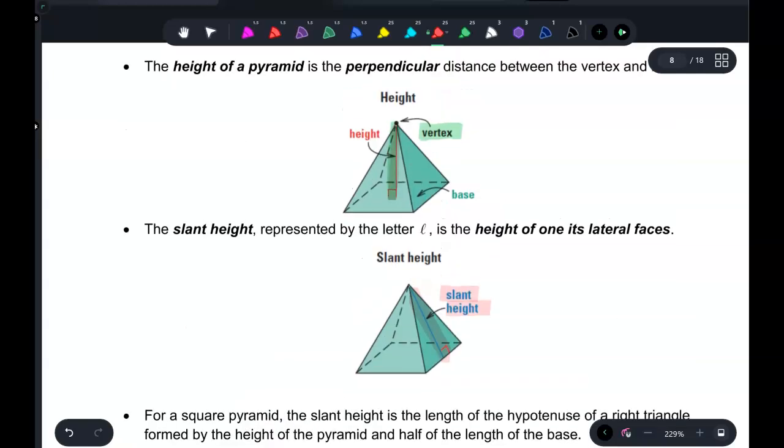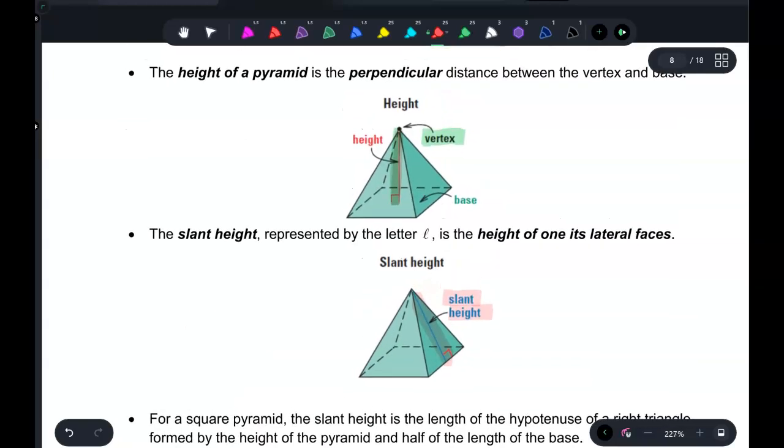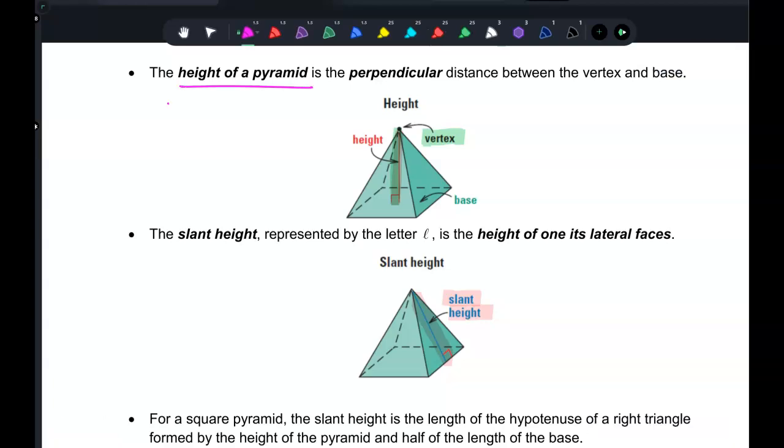So this one, the height goes from the vertex to the middle of the base. This one goes from the vertex perpendicular to one of the edges of the side. There's only one base. Okay. Now, I'm going to tell you the height of the pyramid is used for volume, whereas the slant height is used for surface area.